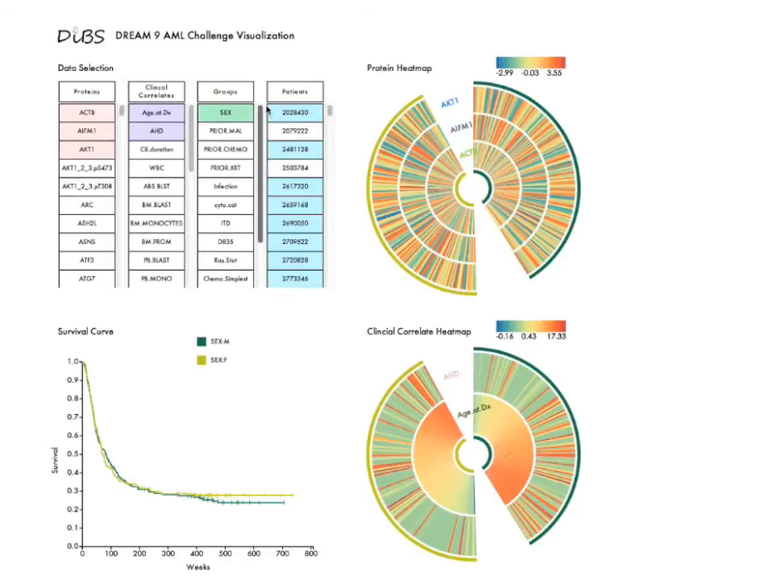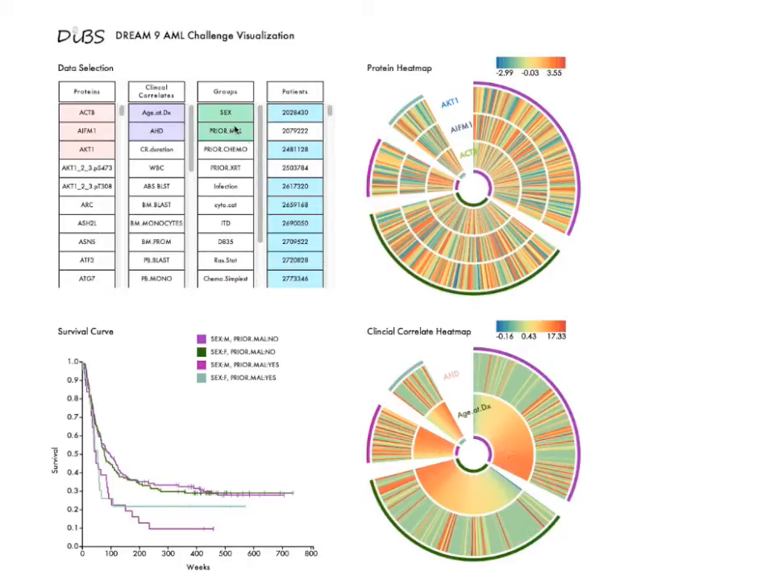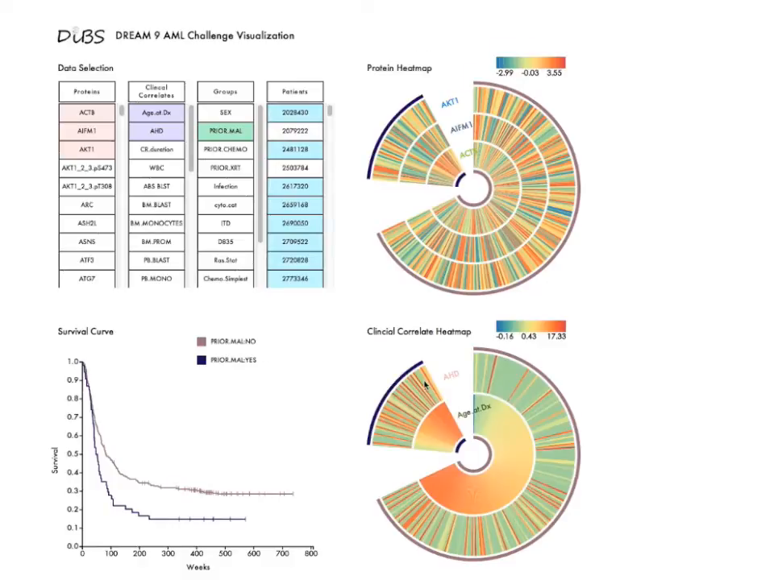What if you'd like to add or change groups? This can be done easily by going back to the selection module. Here, I've clicked on prior malignancy, and it's added as a group. I can then unselect gender to display a history of prior malignancy alone.